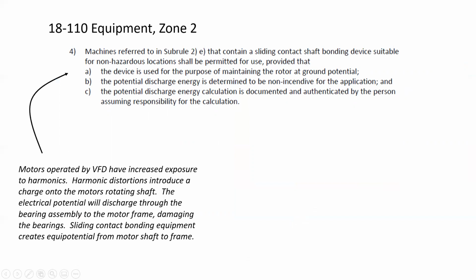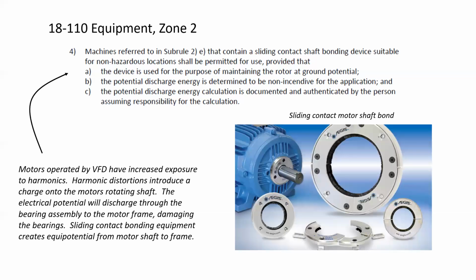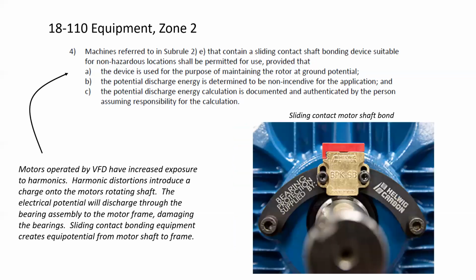Motors operated by VFD have increased exposure to harmonics. Harmonic distortions introduce a charge onto the motor's rotating shaft. The electrical potential will discharge through the bearing assembly to the motor frame, damaging the bearings and obviously causing a spark. Sliding contact bonding equipment creates equipotential from the motor shaft to the frame. And so that could look like this, where we have almost like a brush that encircles the shaft and it's a metallic brush. Or it could be something like this, a carbon sliding contact, which simply makes contact with the rotor of the motor.